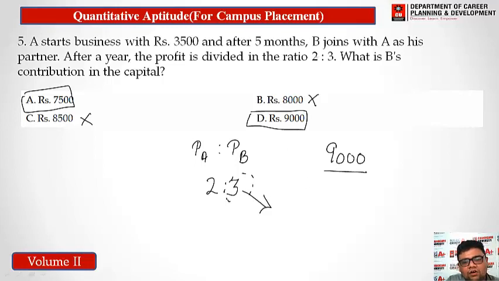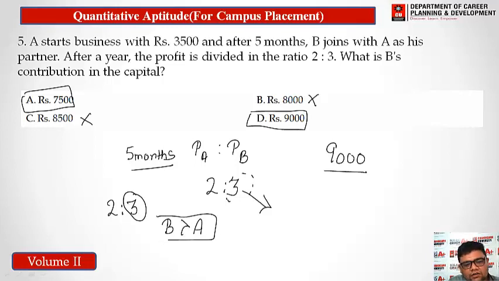Here we can also do this by approximation. B is coming after 5 months, and B is also getting more profit. As the ratio is 2:3, B is getting more profit than A, right? And A starts with rupees 3500. So if I do it approximately, the installment of B should be more than double. Why? Because he is coming after 5 months.